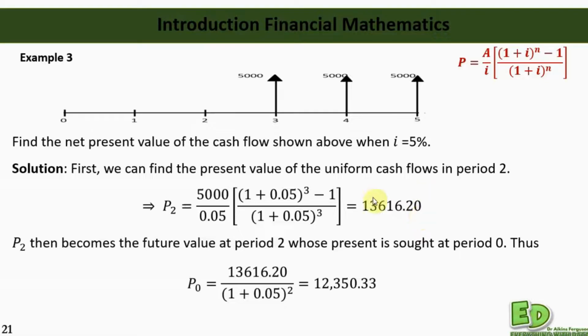What do we do? You carry this amount as a single sum to bring it back to year 0. So it is bringing us here, which is 13,016.20. We'll bring that value back to year 0. So how many times do we move? 1, 2. That means n is 2 years, right? So use the formula for present value of a single sum, which is the future value over 1 plus i raised to the power n, and that will give you the net present value to be 12,350.33.